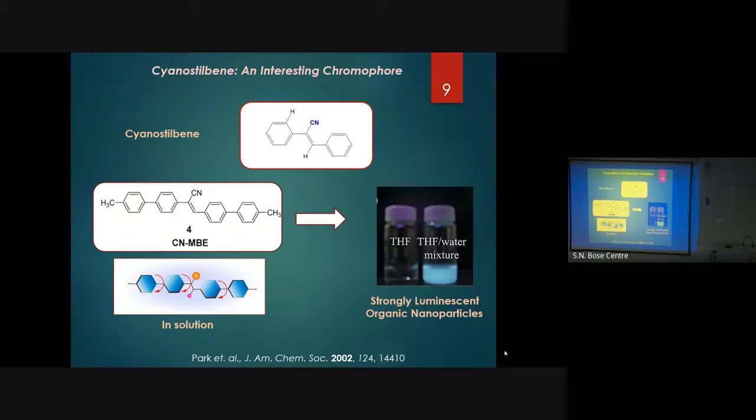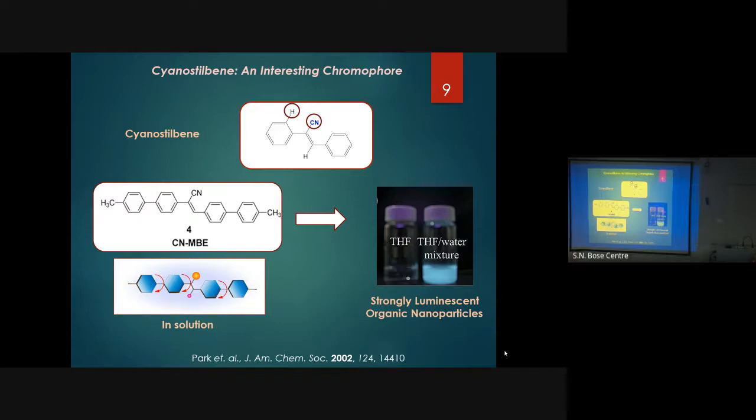So let me give a very small introduction there. What are the special features of this molecule? This is called cyanostilbene. All of us read about stilbene, and when you replace one of the hydrogens in the carbon-carbon double bond by a cyano group, this is called cyanostilbene. When you look at the structure, you feel that that is just a very small modification.